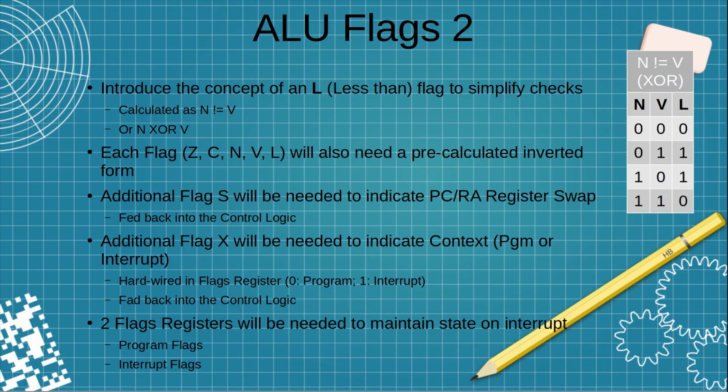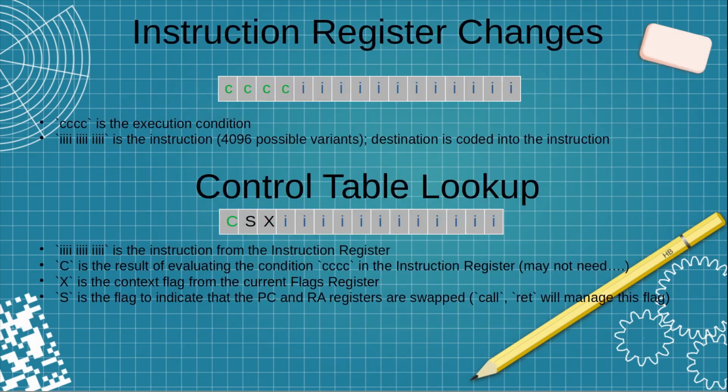But the X flag will be hardwired such that I've got a program for 0 and 1 for interrupt. And you can guess that I'll end up with 2 sets of flags if I'm going to hardwire that particular bit. So I mentioned earlier that I ran into a problem fitting everything I wanted to be able to do into 16 bits worth of instructions.